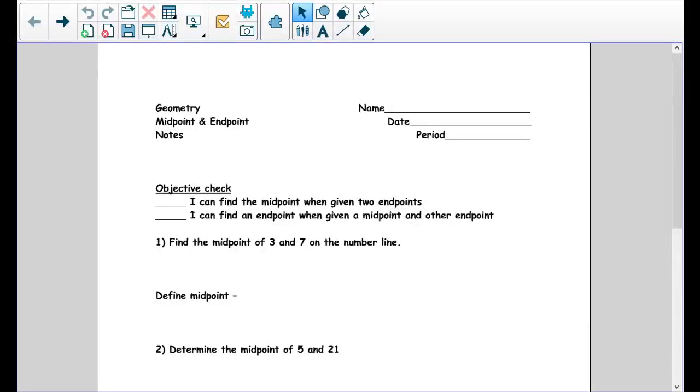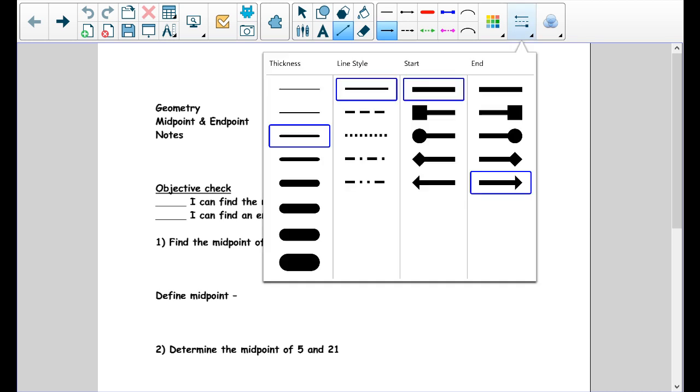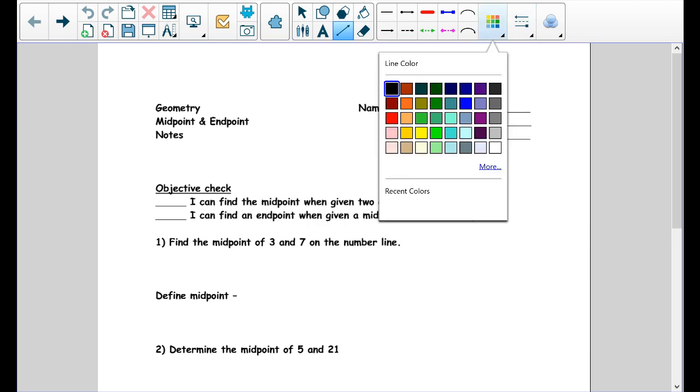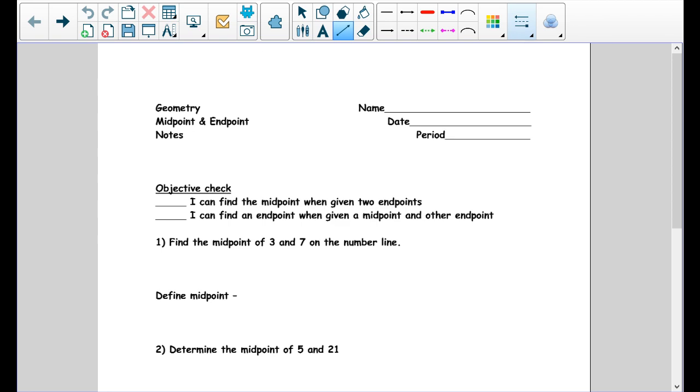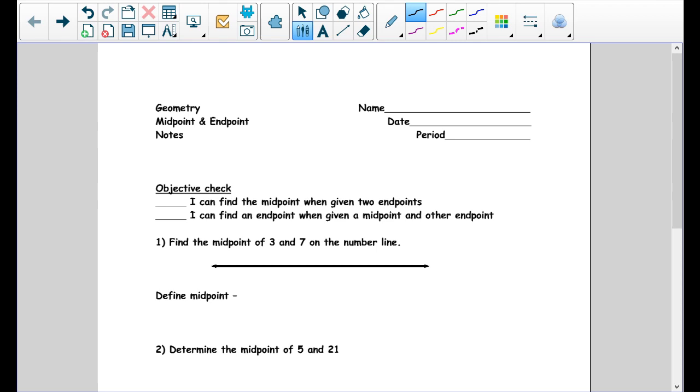Okay, we're going to take a look at midpoint and endpoint. So a couple things here. It said find the midpoint of 3 and 7 on a number line. So if I have a number line here, I have this number line, and we're going to put some numbers on here. So here's 2, 3, 4, 5, 6, 7, 8.